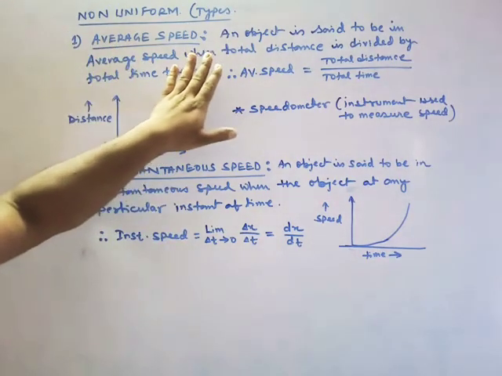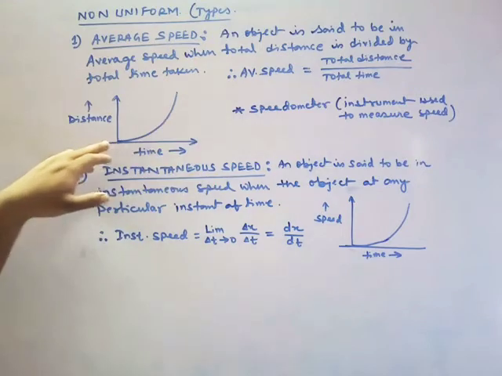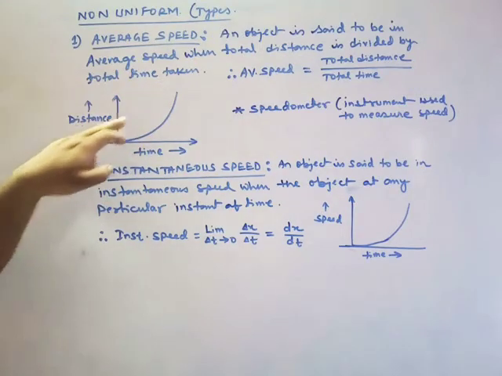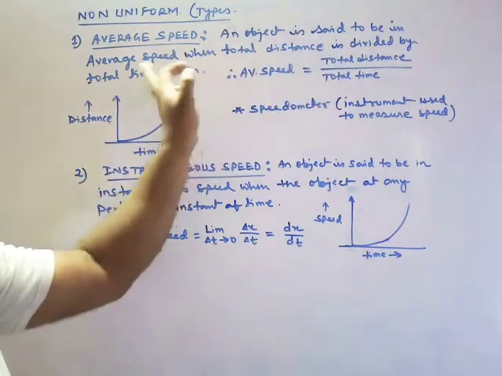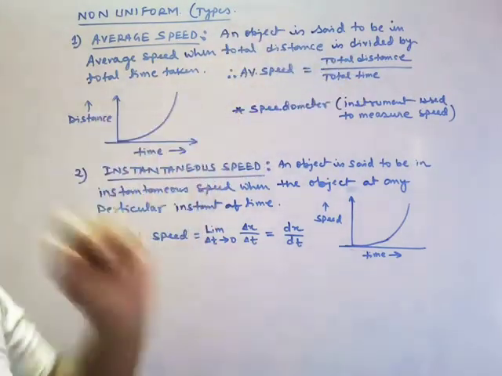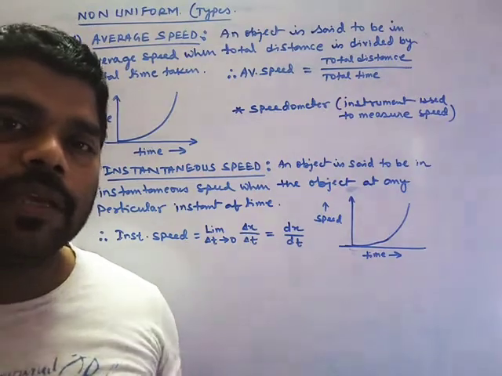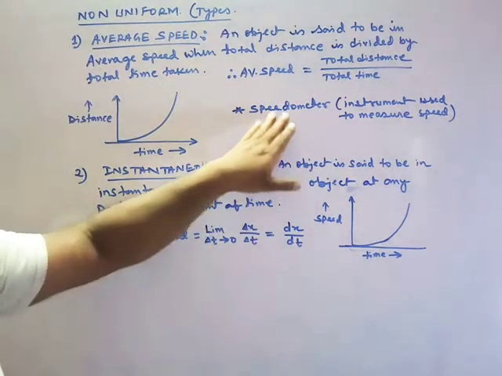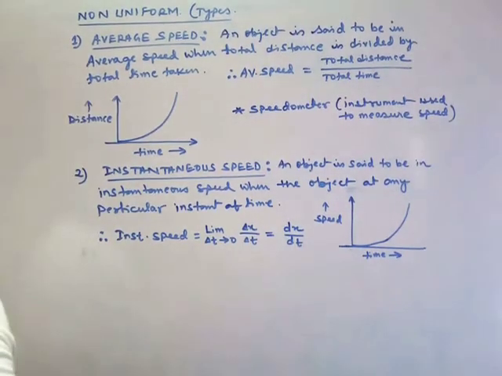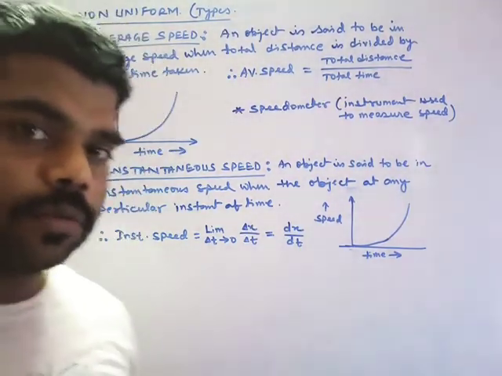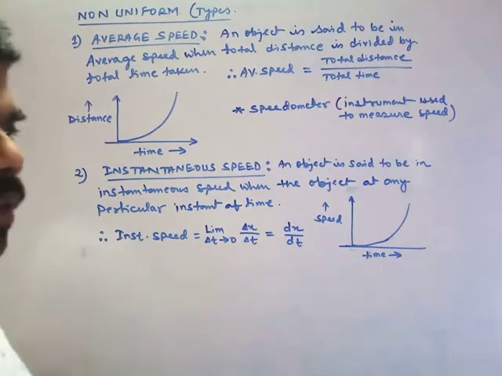So what is average? Average means the total distance covered in the non-uniform motion divided by the total time. It is said to be the average when the total distance is divided by the total time taken. This way we can find the average speed. Graphically, this is the graph. So how can we find it graphically?